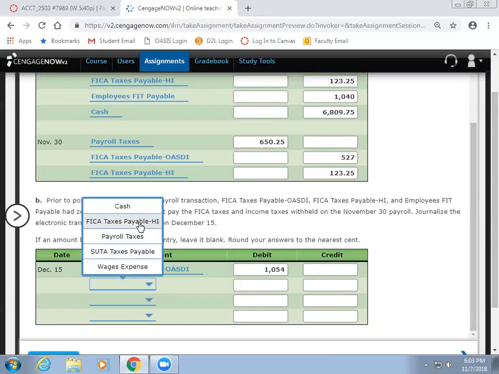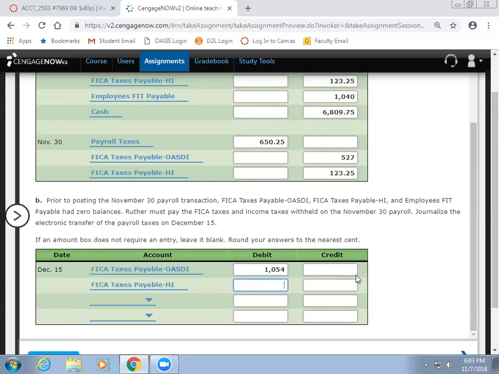And then we have the HI, or the Medicare. Well, it's $123.25. Very good. We're just going to double it. So $246.50. And these are both debits because we're paying them. We're sending the payment to the government.